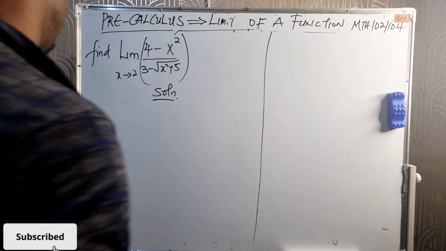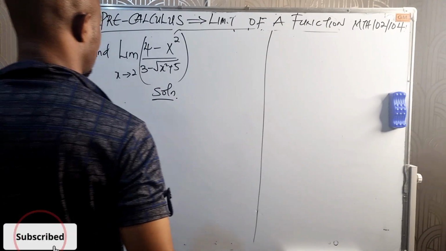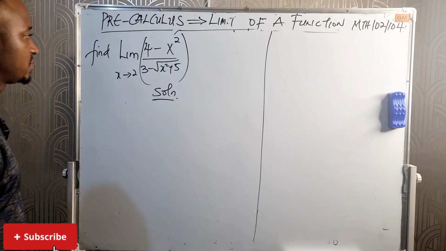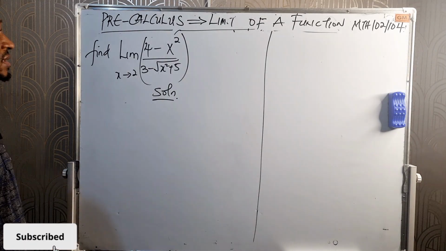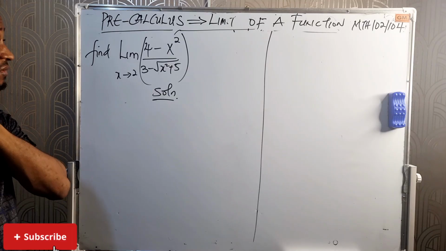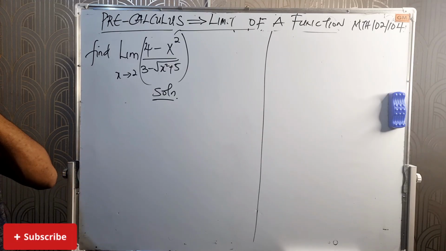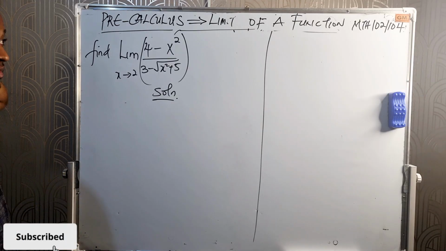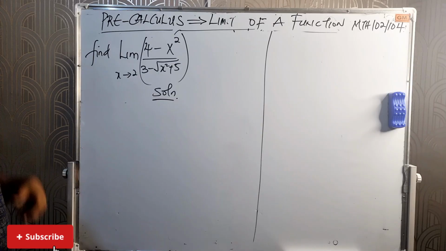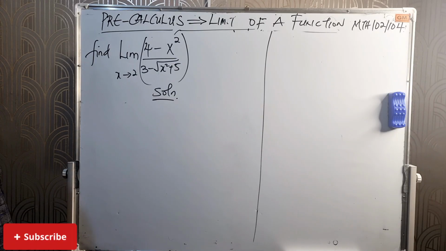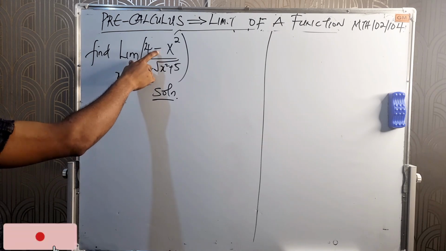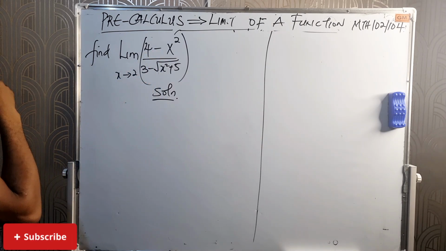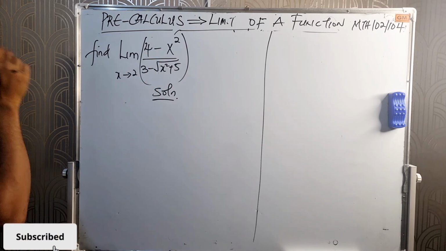Next question says find the limit of (4 minus x squared) divided by (3 minus root of x squared plus 5) as x approaches 2. Looking at this, we cannot factorize, right? The only method we can apply here is still the rationalization method. We have to rationalize. But in this case, we have to rationalize the denominator, no longer the numerator, right? So let's try direct substitution and see.